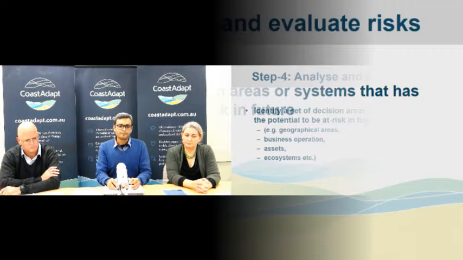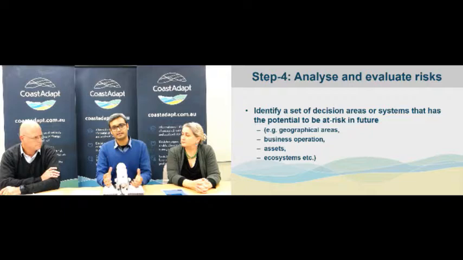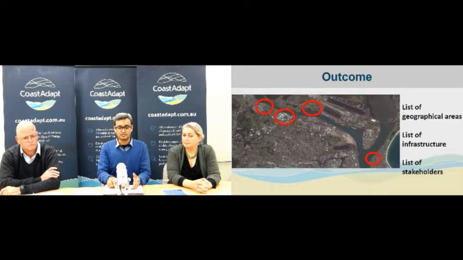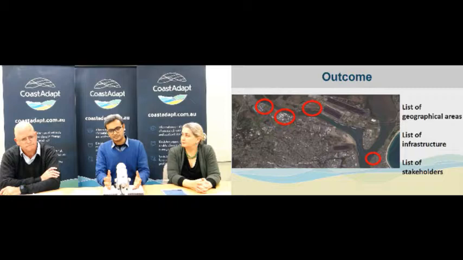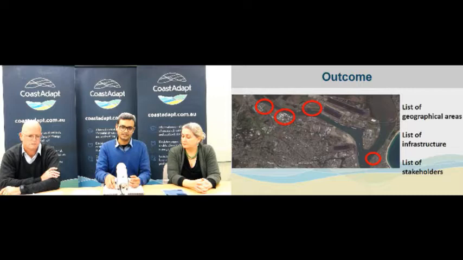Once you have identified your existing and future risks, step four is about evaluating those risks, identifying which risks matter most to you and which not so much. The outcome of that whole exercise can be a list of geographical areas or a list of infrastructure that you think might be at risk in future. And more importantly, a list of stakeholders that you need to engage with down the track to make your adaptation progress further.